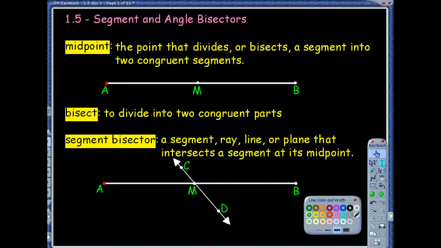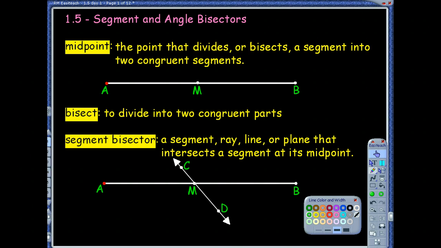Section 1.5 focuses on segments and angle bisectors. So we're going to start off talking a little bit about a segment. When we're talking about a segment, we've talked about things with segments before, that they have two endpoints. Today we're going to be focusing on what we call a midpoint. And a midpoint is just a point that divides, or bisects, a segment into two congruent segments.